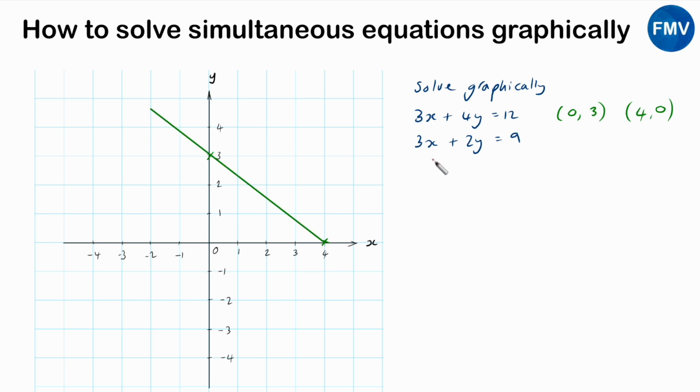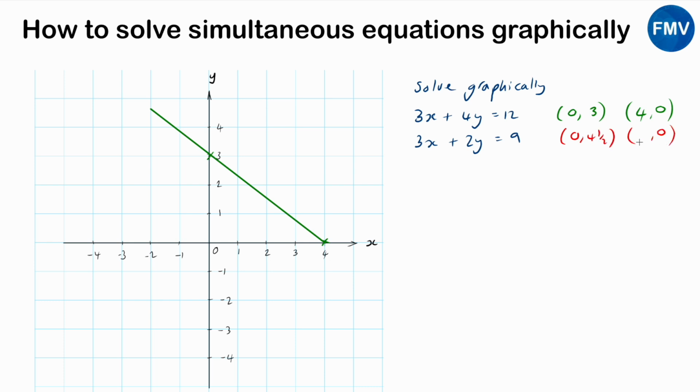Okay, the second one now. Again, we cover up the side of the x. In other words, x is 0, so 3 times 0 is 0. 2 lots of y is 9. Well, half of 9 is 4.5, so y is 4.5. So now we have got 0, 4.5.